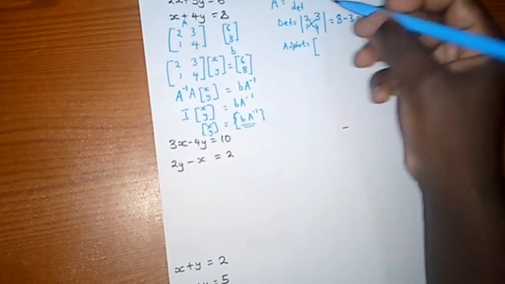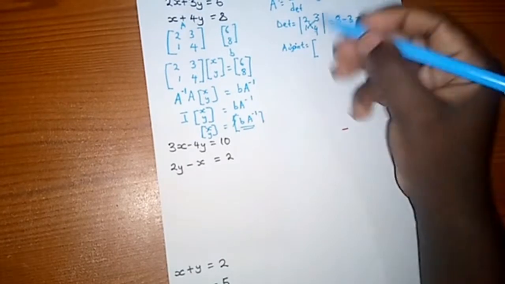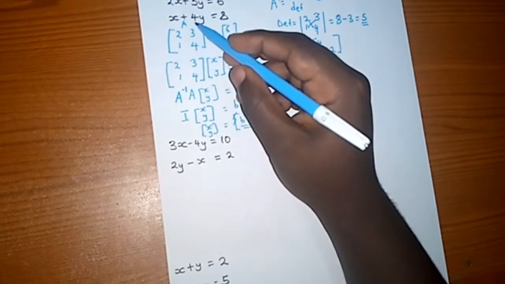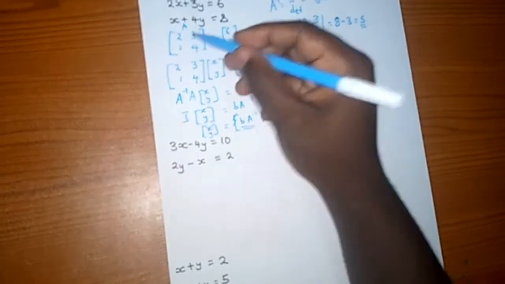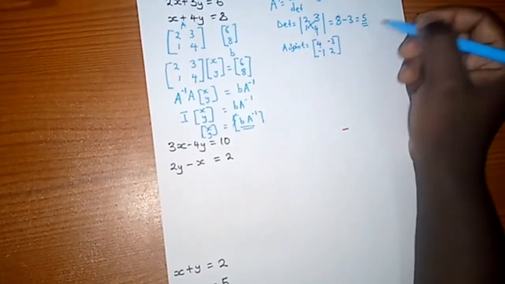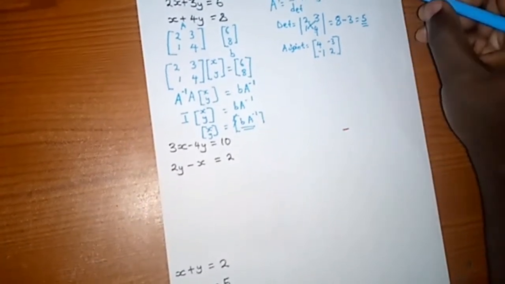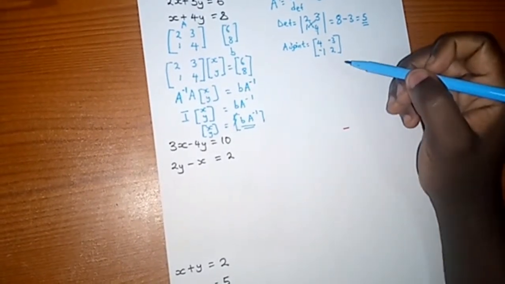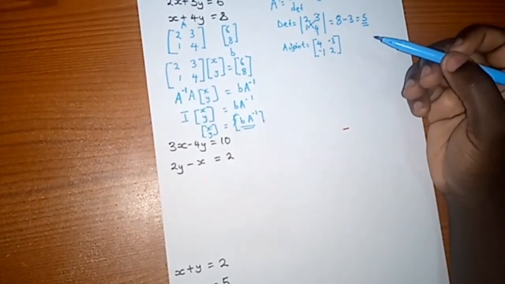So for the adjoint, the numbers in the major diagonal, this diagonal here, you exchange them, 4 and 2. Then the numbers in the minor diagonal here, you change their signs. If it is a positive, it becomes a negative. This is also a positive, it becomes a negative. So this is the adjoint. Yes, we are still together.